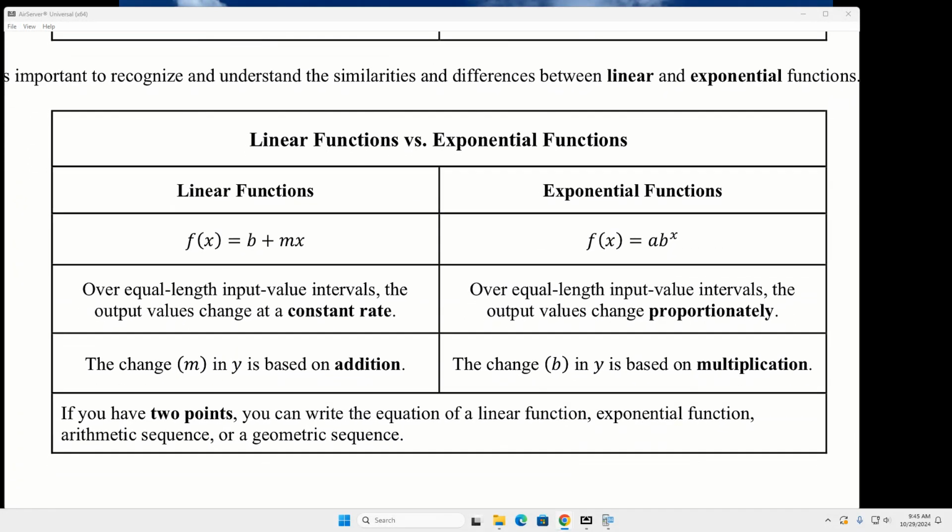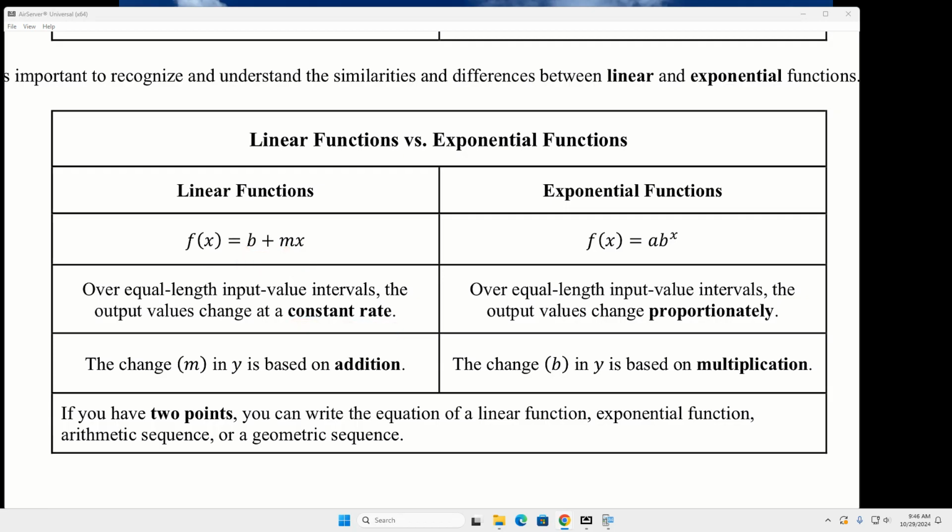All right, and then we also need to look at the similarities and differences between linear functions and exponential functions. And so for linear functions, over equal length input value intervals, so that should be ingrained in your brain. We're going to write it several times today. But for linear functions, the output values change at a constant rate. What is that constant rate called on the function? Which one of these is it? It's m, the slope. So they change at a constant rate. That constant rate is the slope.